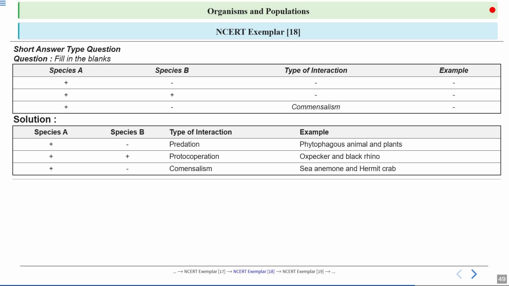Clear? Now next one, the third one. Which type of interaction is this? This is commensalism, where one partner is benefited and the other is unaffected. Like a hermit crab using a sea anemone for protection. Clear? So here one partner is benefited, another is unaffected. Okay, so these were the types of interaction.